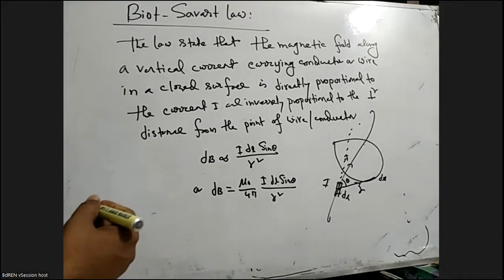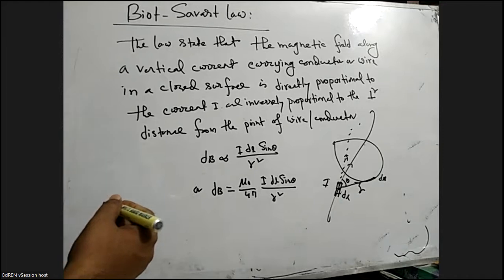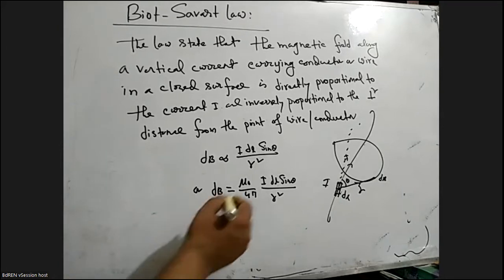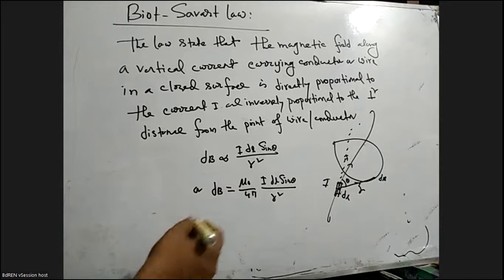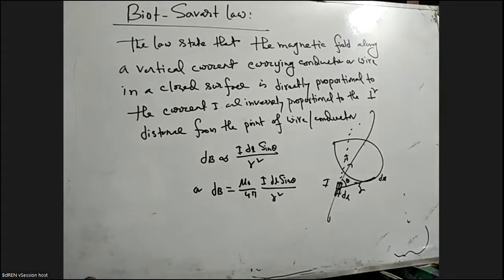We can find out the total B by integrating on both sides. We get the total magnetic field by integrating on both sides.